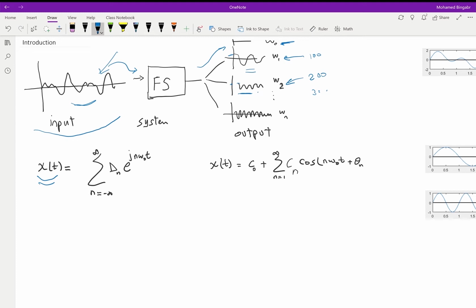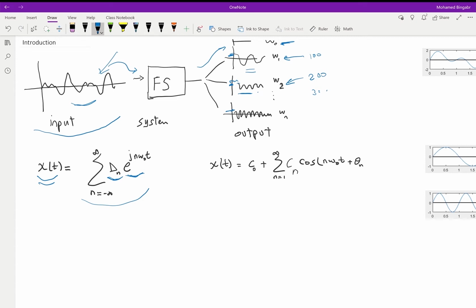I can represent x of t as a linear sum with amplitude Dn that shows how much strength, what's the strength of the signal, and Dn is usually complex. It has magnitude that expresses the amplitude, and it has phase that expresses the delay. For example, this is how much delay for each harmonic.